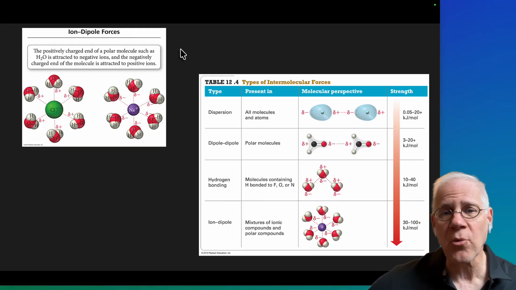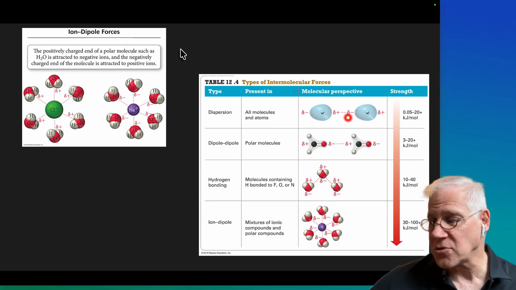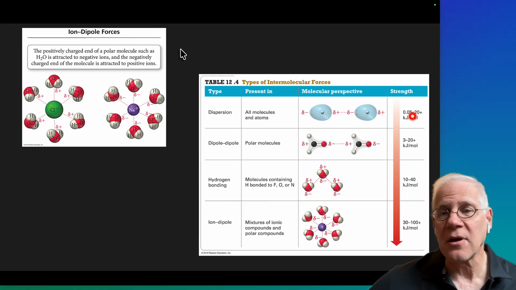So if we can summarize all of our different intermolecular forces, we have London dispersion forces, which are due to this random distribution of electrons within a molecule, creating a very tiny delta plus and a very tiny delta minus. All molecules and atoms have London dispersion forces. We see that they're generally fairly weak, but as we talked about in the previous lecture, they can develop very strong interactions if there are enough electrons.